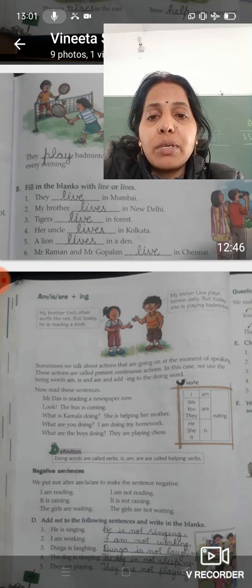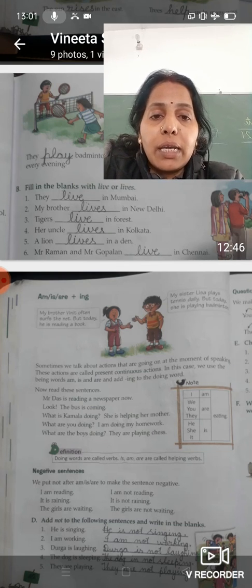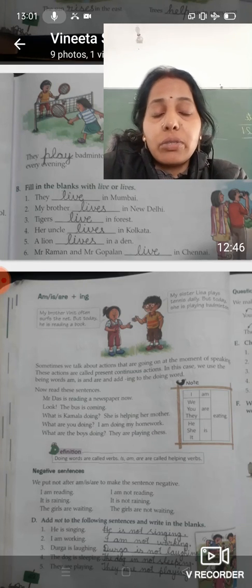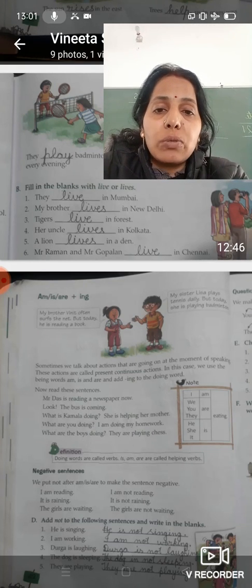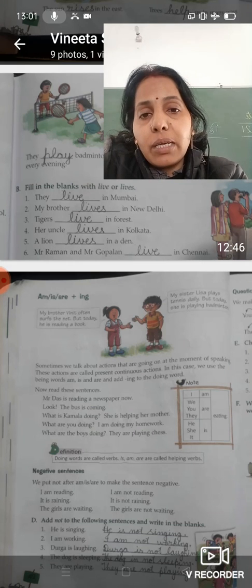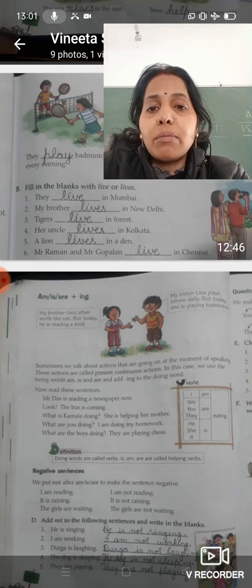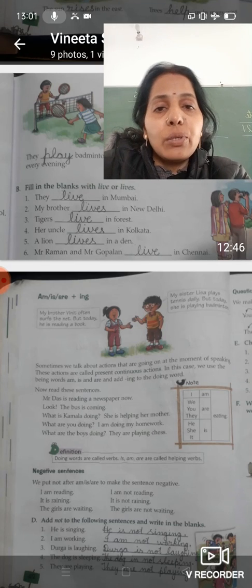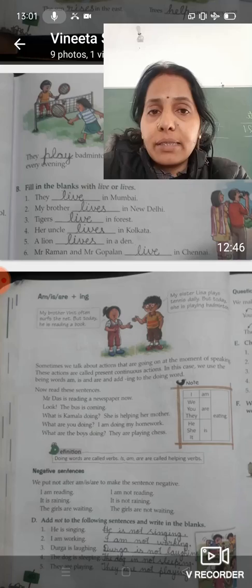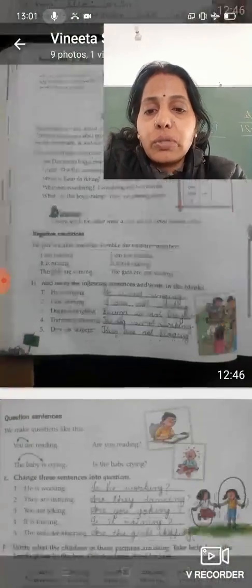Last one, Mr. Raman and Mr. Gopalan dash in Chennai. So children, here you are seeing two singular nouns joined with 'and', which means they become a plural noun. So here you will write, Mr. Raman and Mr. Gopalan live in Chennai. So I think children it is clear to you. Go to the next page.